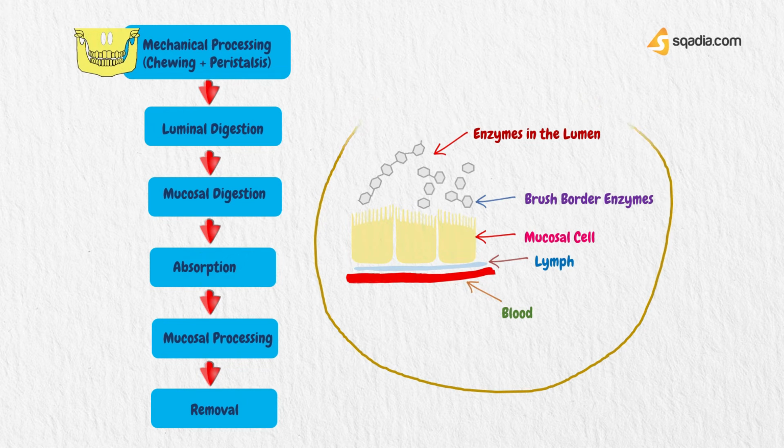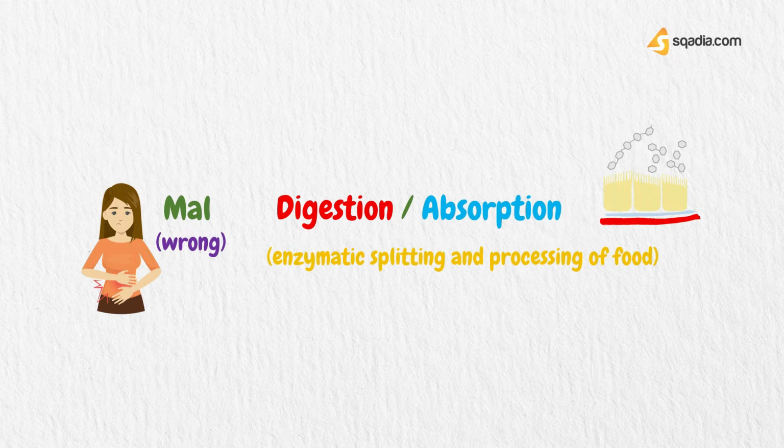Keep this simple diagram in mind, where first luminal enzymes act on food, followed by processing at the brush border, and later within mucosal cells, and finally removed by lymph or blood. After understanding the normal digestion and absorption, let's come back to our main topic, and that is malabsorption. The prefix mal means something wrong. So the word malabsorption means there is something wrong with enzymatic splitting and absorption of food within the gastrointestinal tract.